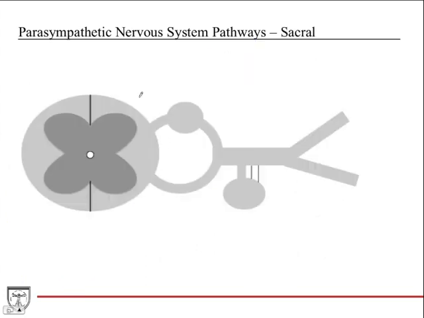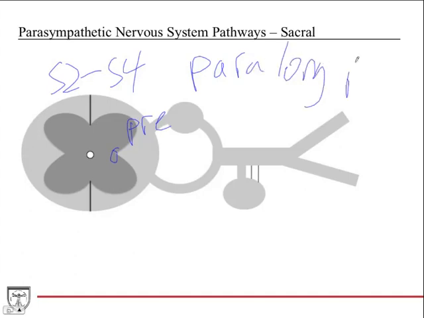And lastly, we're going to talk about the sacral division of the parasympathetic nervous system. This occurs in the S2 through S4 spinal cord levels, and it is similar to the sympathetic nervous system in that the cell bodies are located in the lateral horn. So you have those here, the preganglionic neurons. Now, if you remember the saying, para, long, pre. So long preganglionic neurons in the parasympathetic nervous system. So again, it's the same kind of thing. These are long preganglionic neurons. They travel through the ventral root, through the spinal nerve.